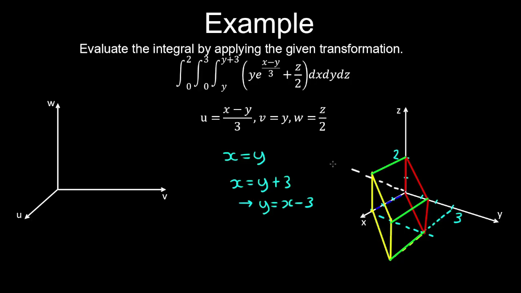And now we can translate this region into UVW space by substituting y is equal to v in this equation and solving for x. So that gives x is 3u plus v. And we have y is equal to v and z is equal to 2w. So for this back boundary, we had x equals y. So when x is equal to y, we equate these two equations. So that gives a boundary plane at u equals 0. So that looks something like this.